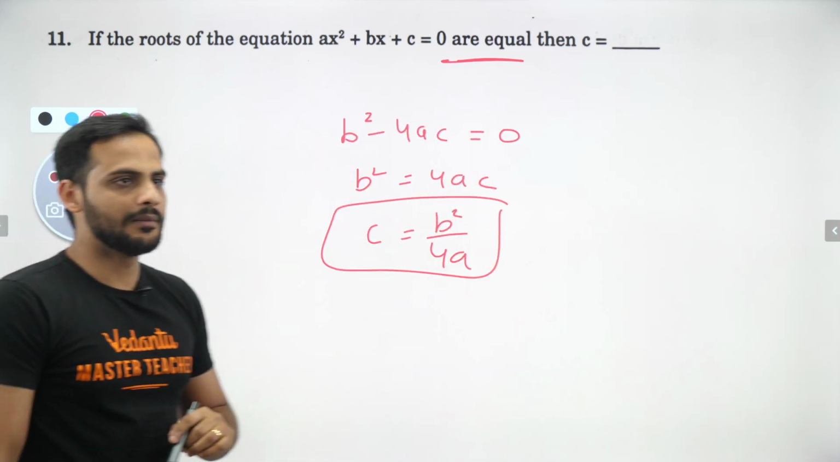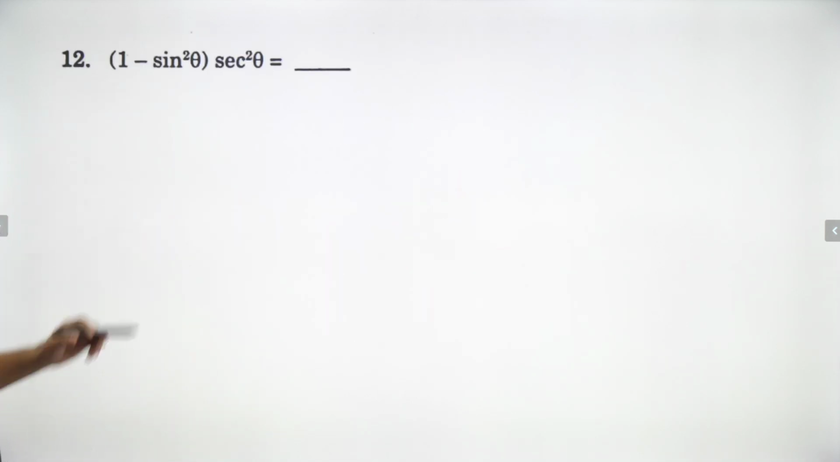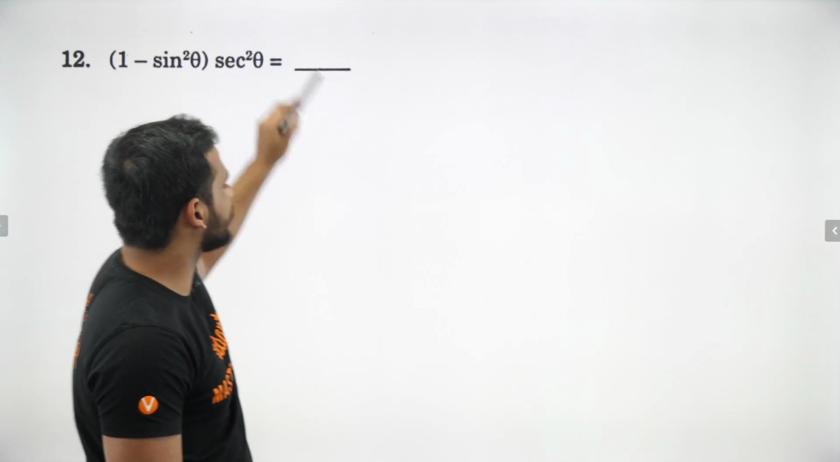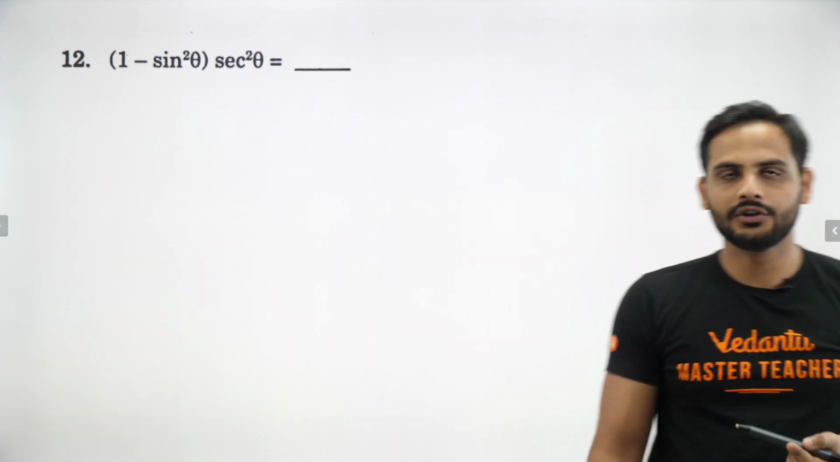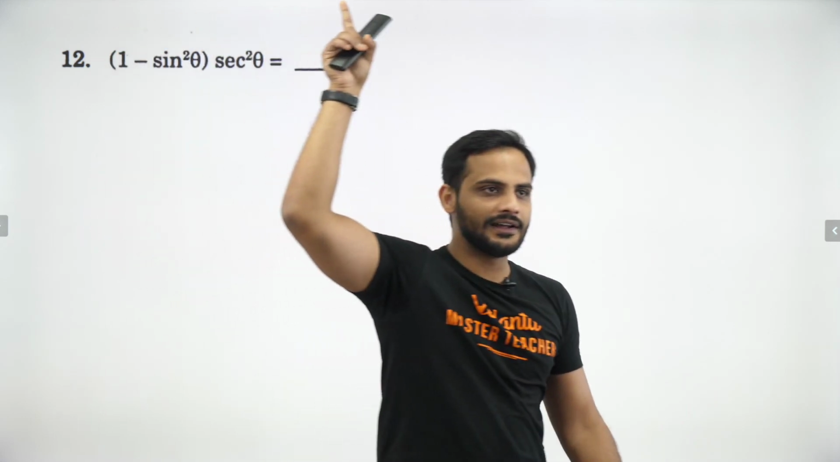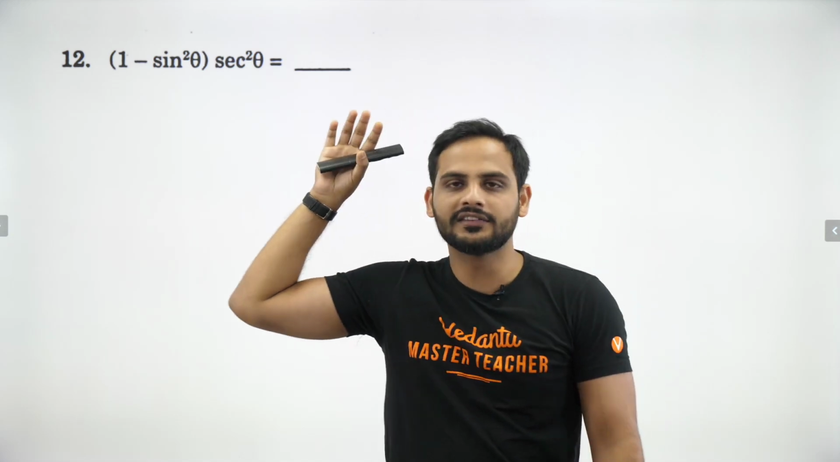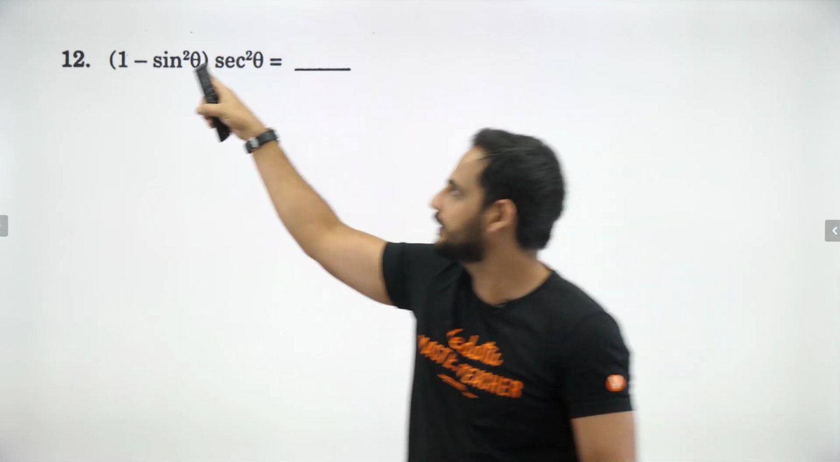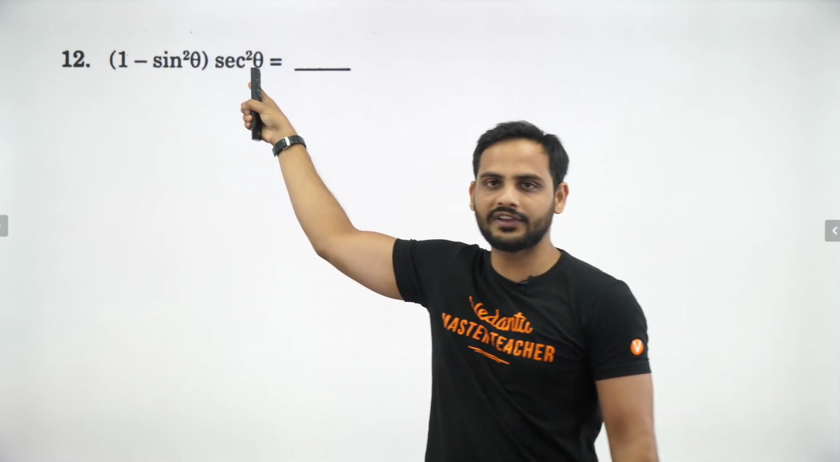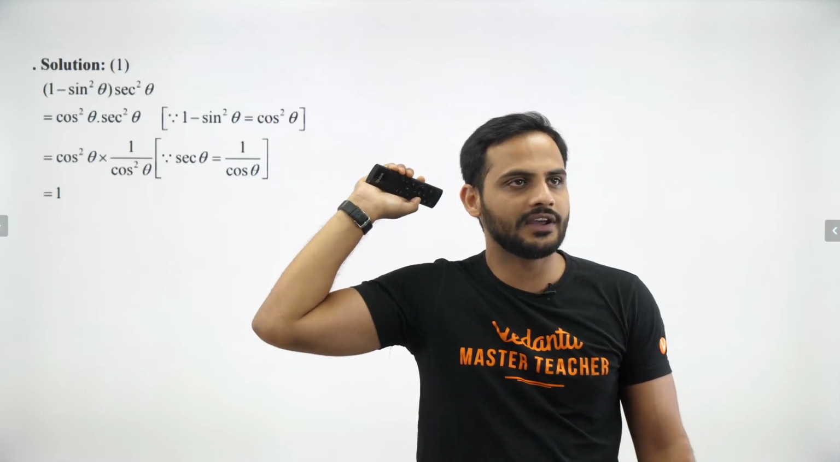Awesome. Let's move to the next question. (1 minus sin square theta) into sec square theta is equal to what? Look, 1 minus sin square theta is very much identifiable, right? 1 minus sin square theta is cos square theta, by the identity sin square theta plus cos square theta is equal to 1. So this is cos square theta into sec square theta. Cos and sec are reciprocals of each other. So the answer is 1. Very good.